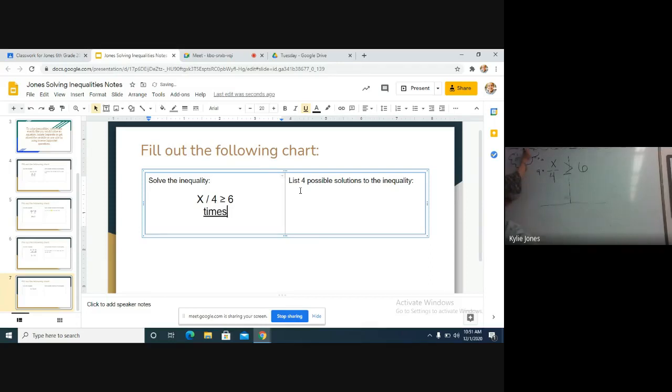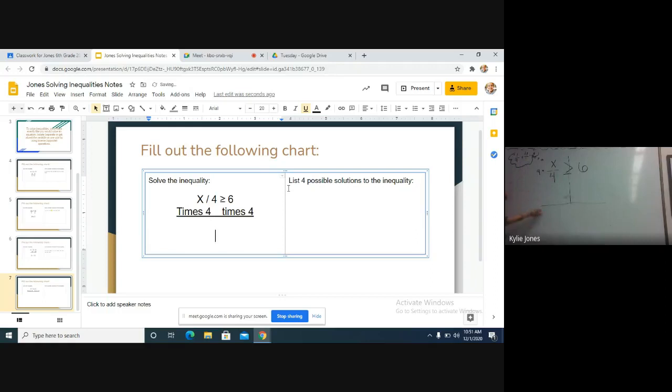1/4 times 4/1, and I get 4/4, which is equal to 1, so I'm keeping my 1/2 x. These cancel out. I have 1 x or just x. Up to you guys on your personal preference. But I don't have more than 1 x or less than 1 x.